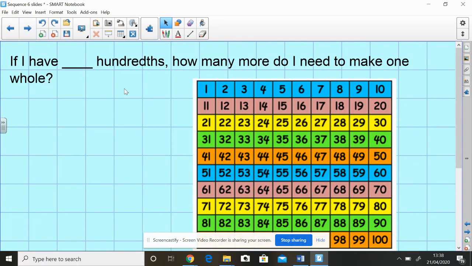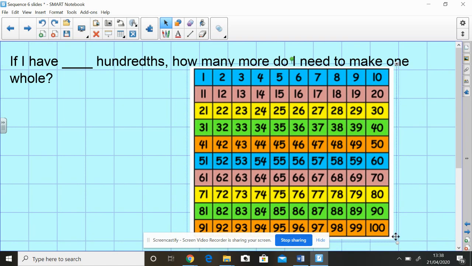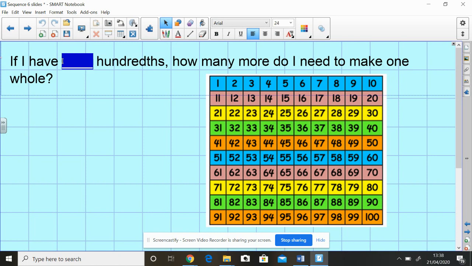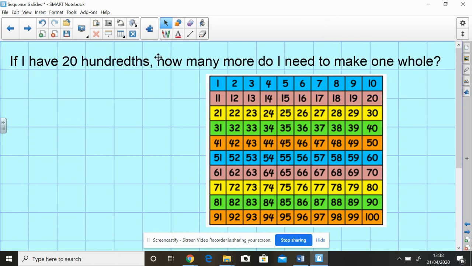I'm going to give you some hundredths, and you're going to try and work out how many more you need to make a whole. Now you can't really see all of this, so let me make it a little bit smaller. Perfect. So firstly, if I have got 20 hundredths, how many more do I need to make a whole? We need to try and make 100. So I've got 20 hundredths. How many more do I need to make 100 hundredths?